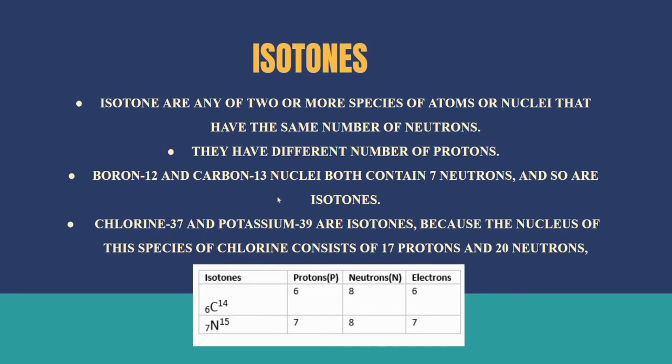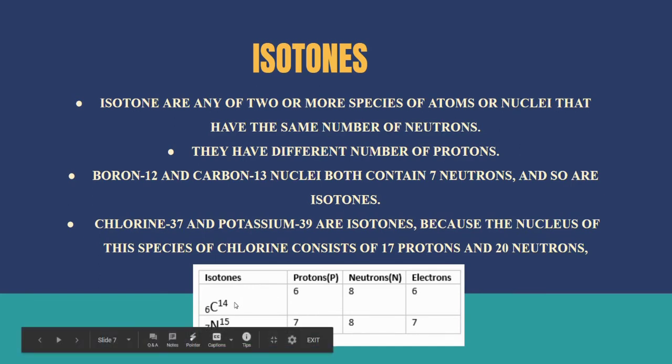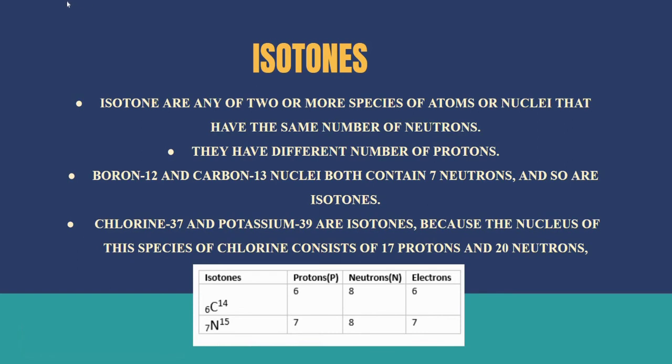Example, boron 12 and carbon 13, both have 7 neutrons, so they are isotones. Another example is chlorine 37 and potassium 39, they have 17 protons and 20 neutrons. Okay, yeah, and this example shows carbon and nitrogen both have the same number of neutrons.